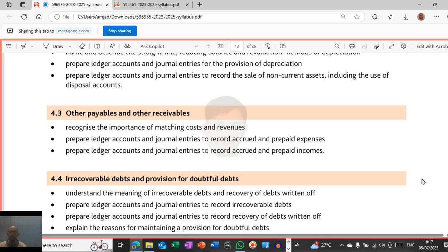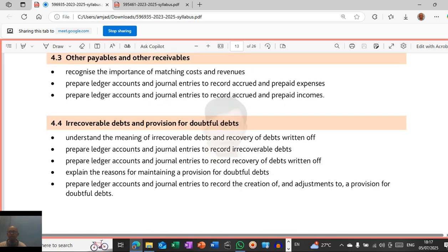So lesson 4.4, irrecoverable debts and provision for doubtful debts. Understand the meaning of irrecoverable debts and recovery of debts written off. Prepare ledger accounts and journal entries to record irrecoverable debts. Prepare ledger accounts and journal entries to record recovery of debts written off. Explain the reasons for maintaining a provision for doubtful debts. Prepare ledger accounts and journal entries to record the creation of and adjustment to a provision for doubtful debts.